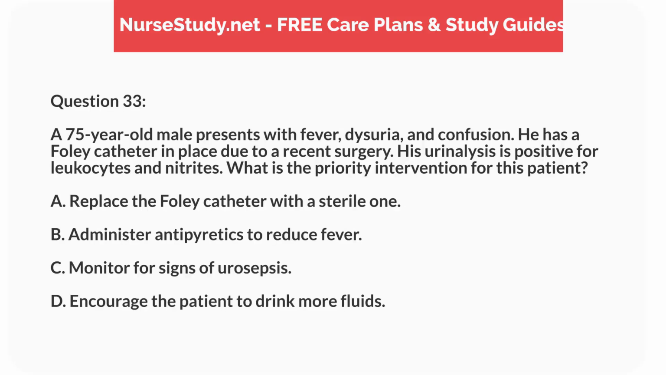Question 33. A 75-year-old male presents with fever, dysuria, and confusion. He has a Foley catheter in place due to a recent surgery. His urinalysis is positive for leukocytes and nitrites. What is the priority intervention for this patient? A. Replace the Foley catheter with a sterile one. B. Administer antipyretics to reduce fever. C. Monitor for signs of urosepsis. D. Encourage the patient to drink more fluids.